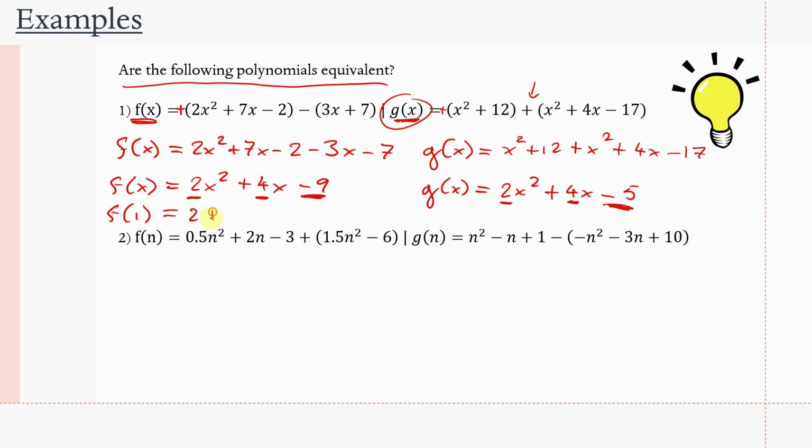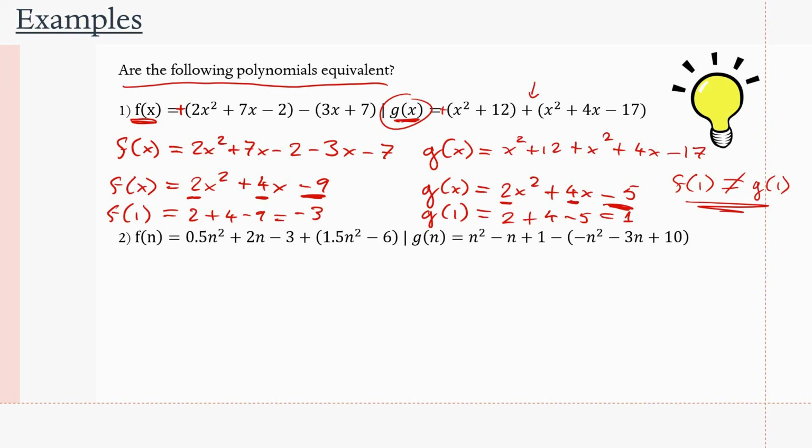You get here a 4 minus 9, which will give you 6 minus 9, which gives you negative 3, right? And if you sub in a 1 for the g function, you'll get a 2 here, a 4, negative 5, which will give you 6 minus 5, which will give you 1. And now we see that since f of 1 does not equal g of 1, we can say that the two functions are not equivalent because we found an x value which produces two different y values for each function, right? Okay, so let's move on to question 2.